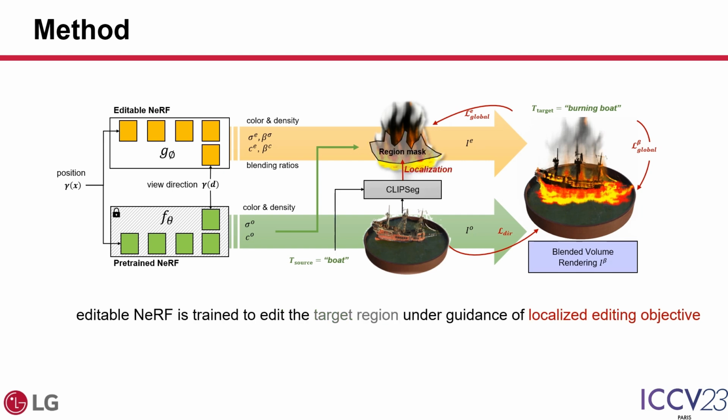However, using only the text-driven objective is not sufficient for localized editing, as it does not serve to specify the target region. Thus, during training, we specify the editing region in the original rendered scene using the source text. Simultaneously, the editable NeRF is trained to edit the target region under the guidance of the localized editing objective.